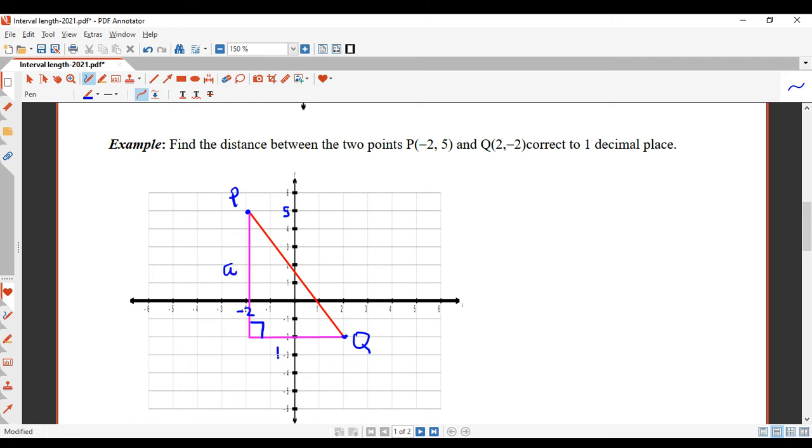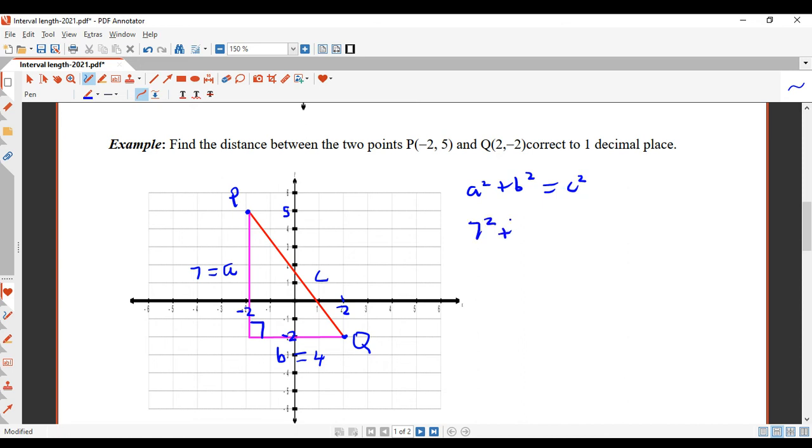A, B, and C. Now, if I'm going from -2, so -2 here, up to 5, that's 7 units. That means A is equal to 7. And for B, if I'm going to go from -2 to 2, there's 2 there, that means B must be 4 units across.